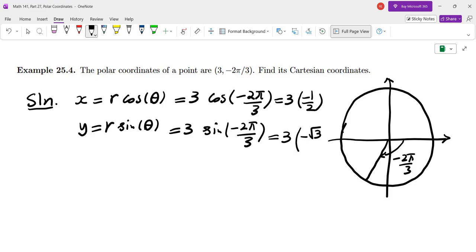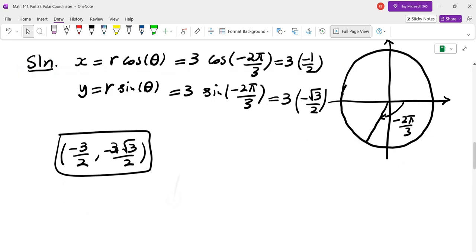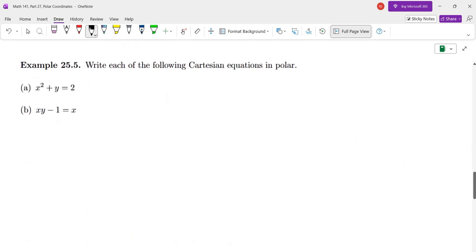And this one is -√3 over 2. So the coordinates are -3 over 2 and -3√3 over 2. So this is the answer to the problem. Let's look at the next example.